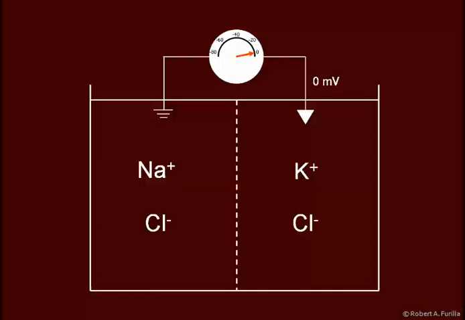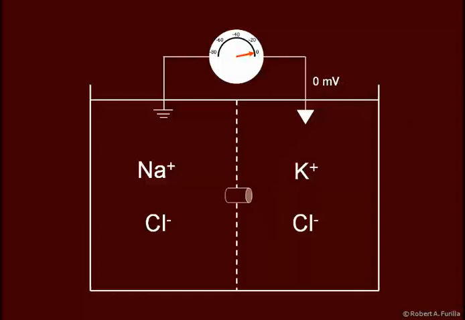At this point, it's not important what the concentrations of these ions are, just that there's just sodium chloride on this side, just potassium chloride on this side. Let's not worry about the concentrations. Since there's no movement of ions, we have no voltage across the membrane. What I'm showing here is my reference electrode and the signal electrode, and there's no voltage.